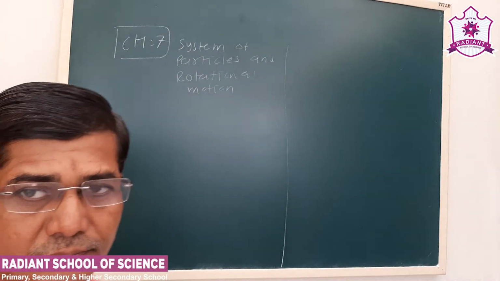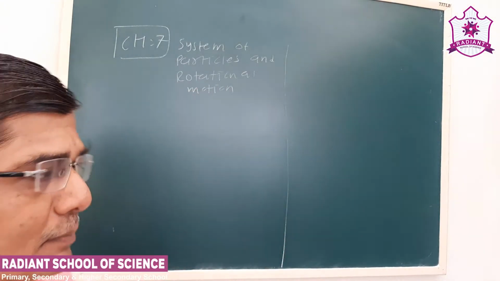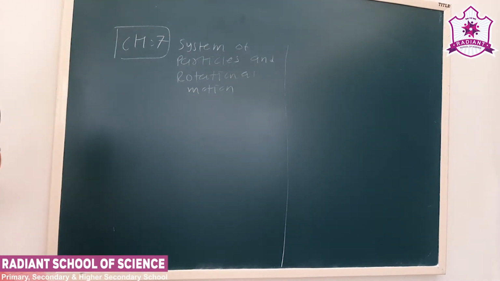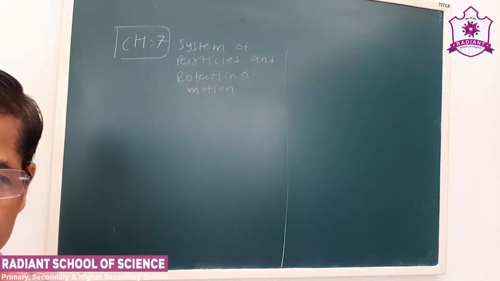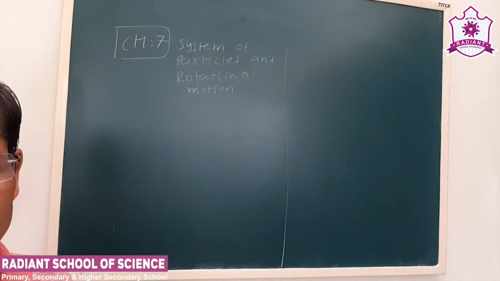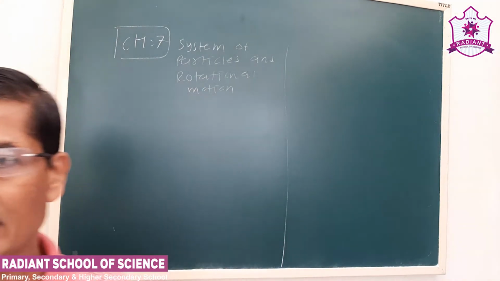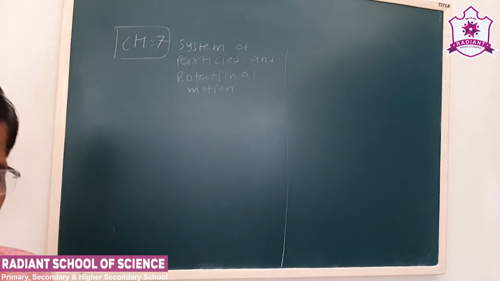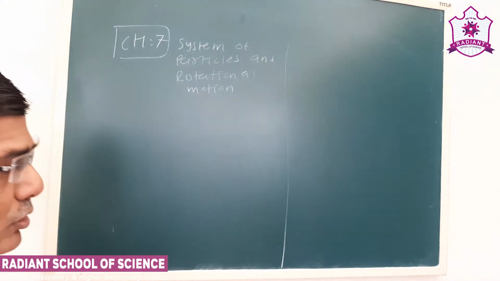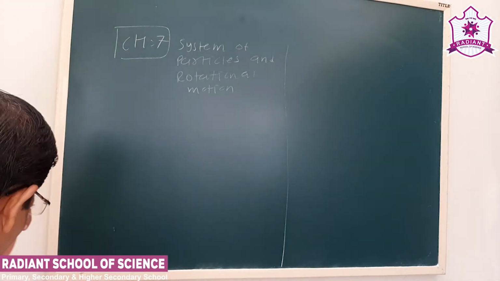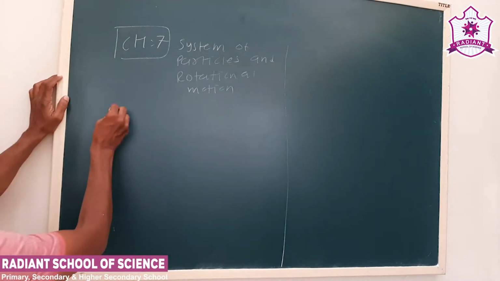Dear students, last time in lesson number 7, that is system of particles and rotational motion, we completed all the theory part. We saw some of the examples. Lastly we discussed the principle of lever. Today we start with some examples based on the principle of lever. First is example number 7.8.